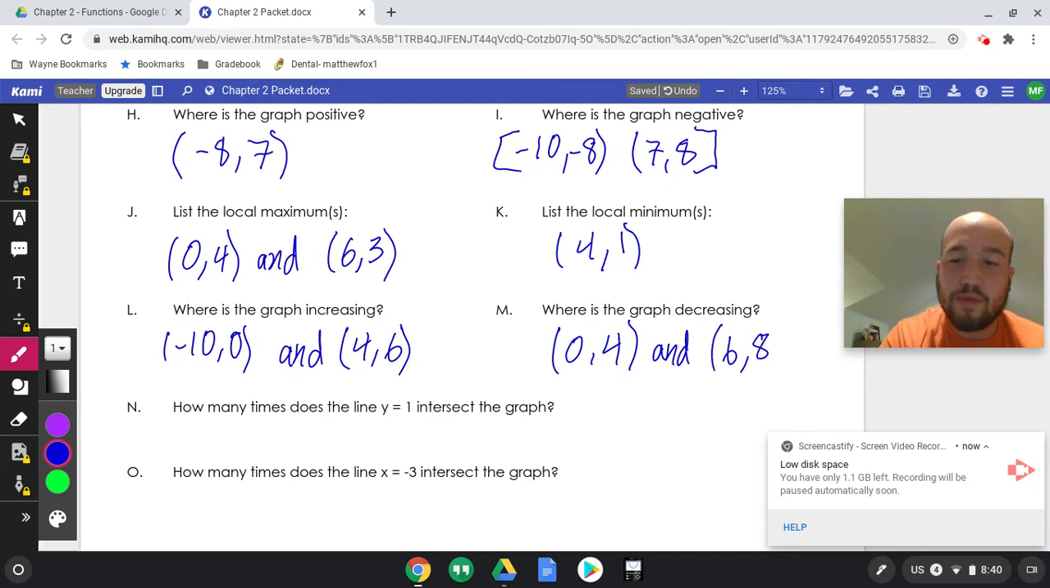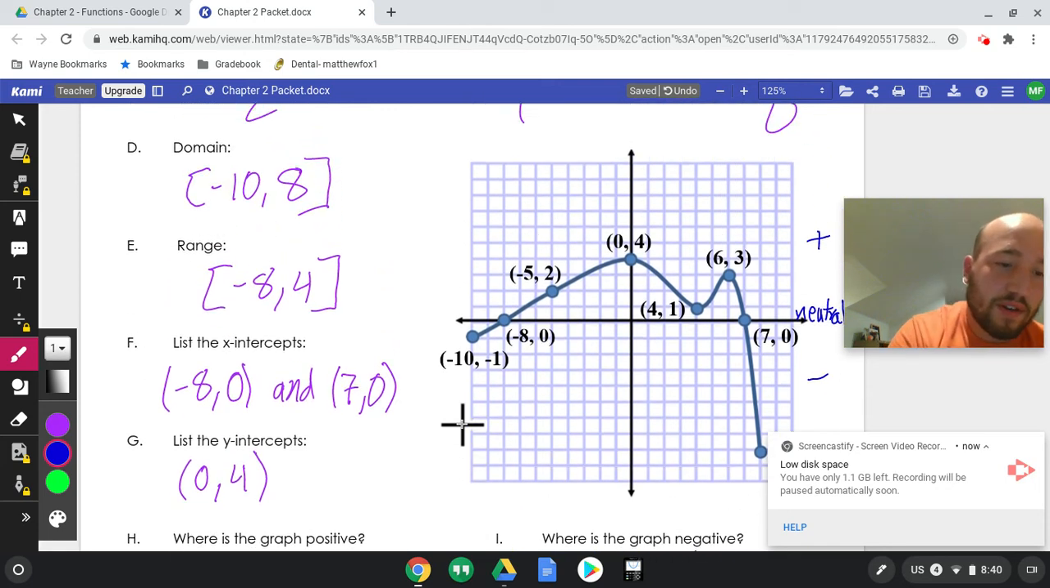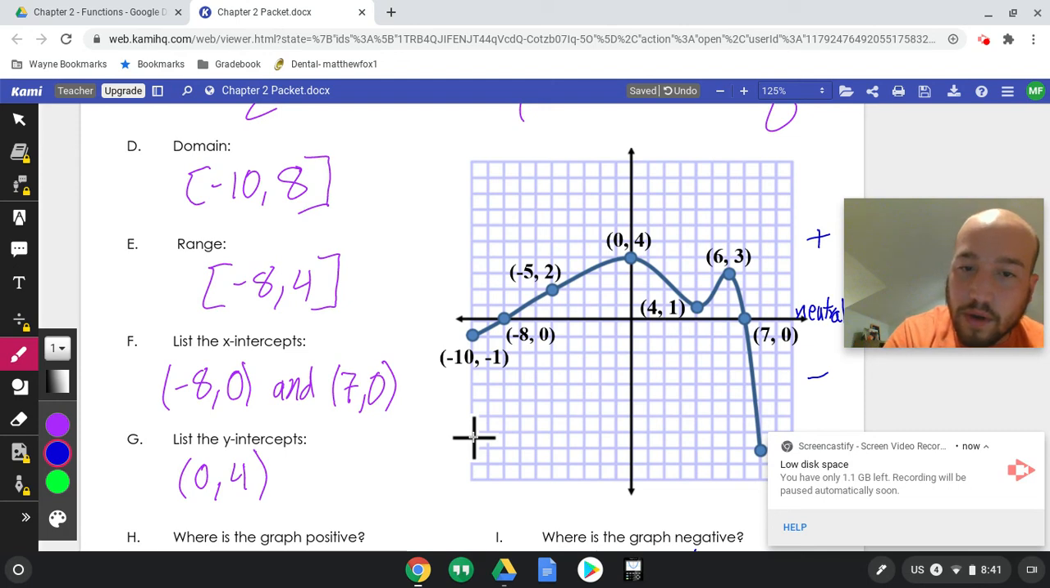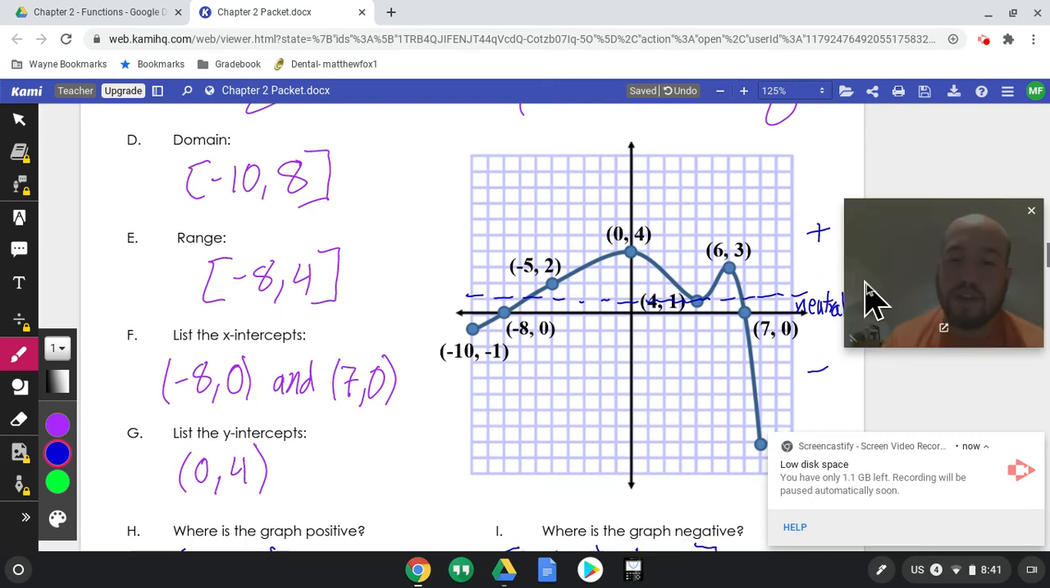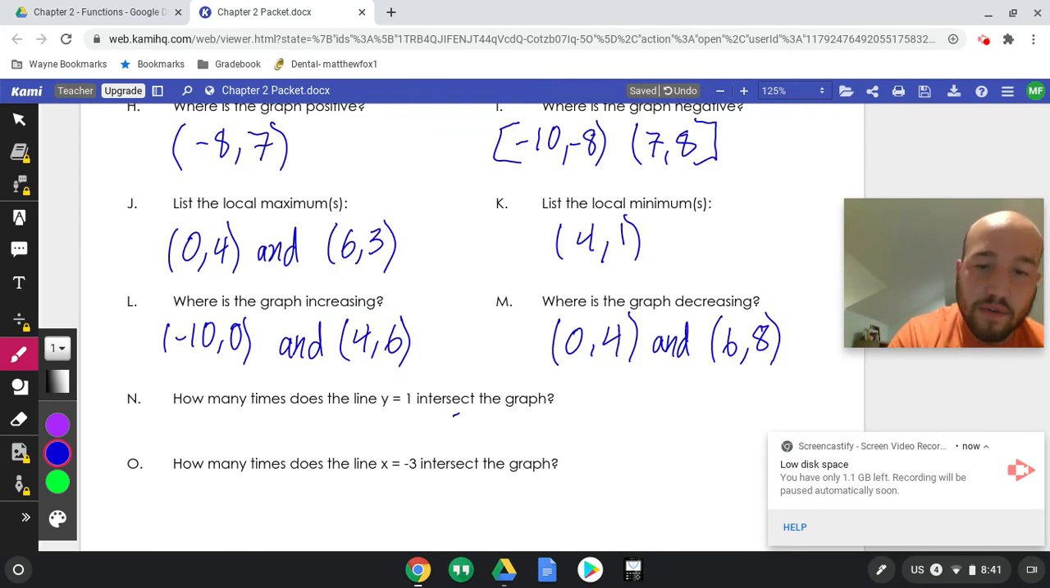All right, and we're just about done, these last 2 questions. How many times does the line y equals 1 intersect the graph? So I'm going to draw this line in, y equals 1. So at 1, 1, 2, 3. Even though it just barely touches there, it's just like an x-intercept. All it has to do is touch it. So that's 1, 2, 3 times that it intersects the graph.